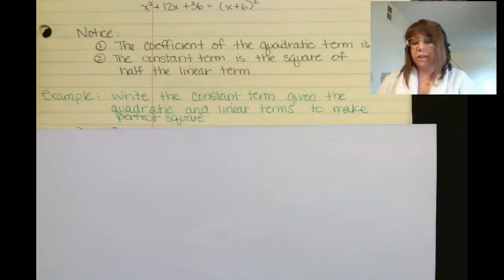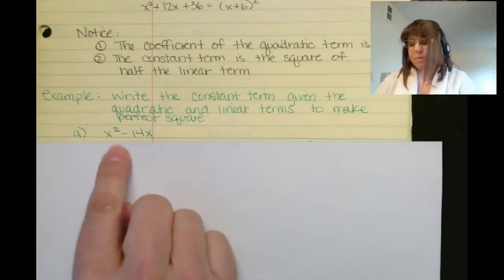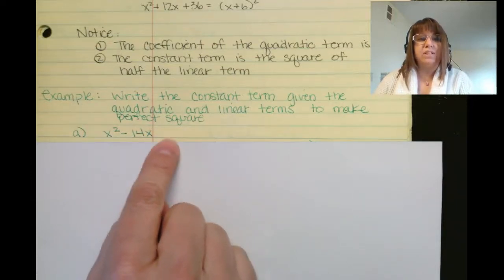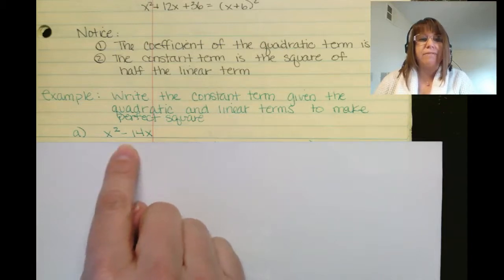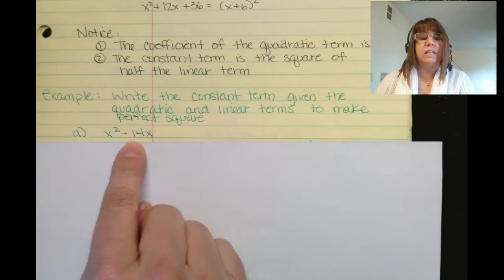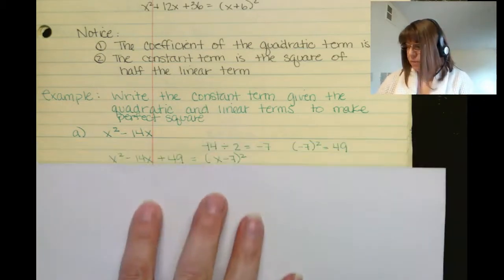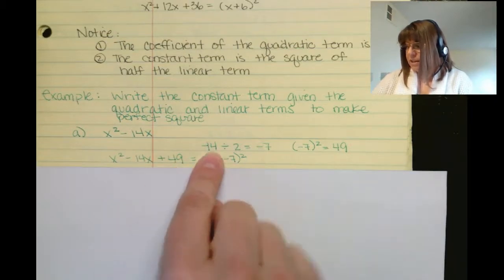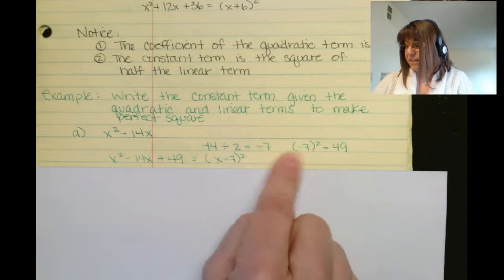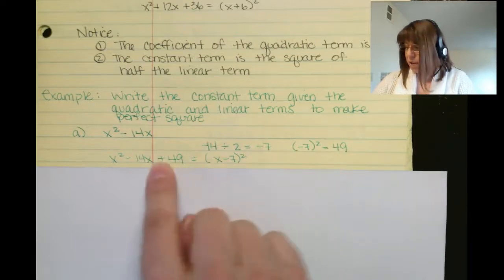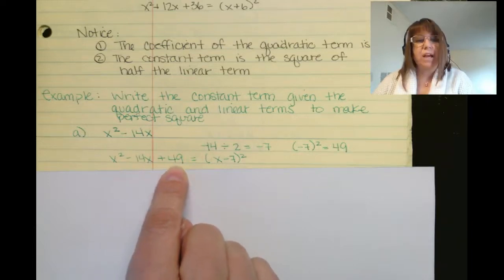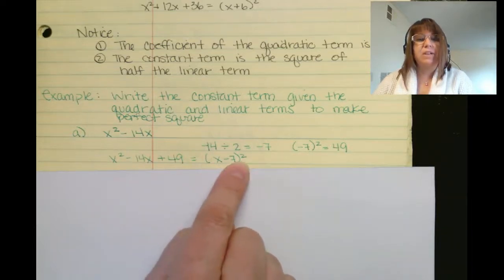Let's practice doing this. x squared minus 14x. If I want to find what my perfect square will be, I'm going to take half, divide by 2, negative 14, and then square it. It's going to be 49, because negative 14 divided by 2 is negative 7, and negative 7 squared is 49. So x squared minus 14x plus 49 will give us (x minus 7) quantity squared.